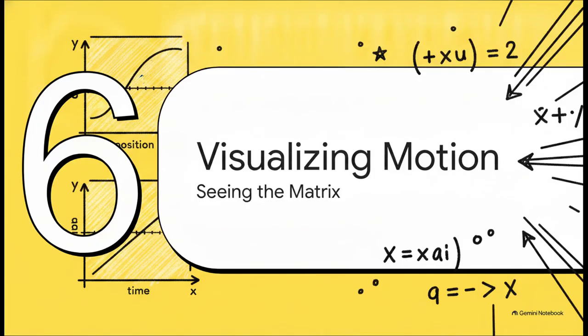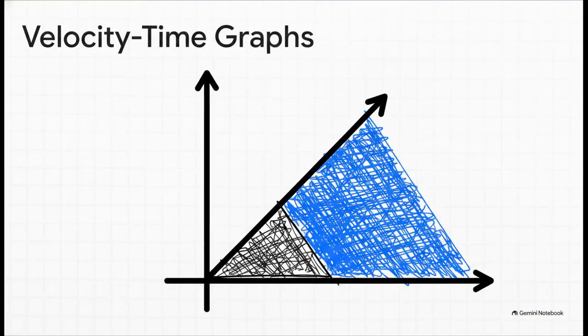For our final building block today, let's turn to Section 6, Visualizing Motion with Graphs. We are going to transform all these equations into visual graphs so we can literally see the matrix of motion unfold right in front of us. Okay, so if you plot velocity on the vertical axis and time on the horizontal axis, you instantly unlock a massive visual cheat sheet for motion.